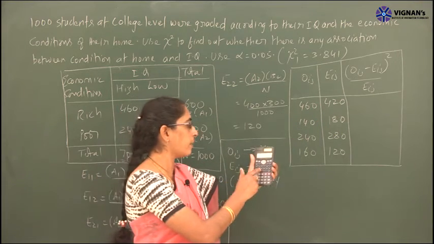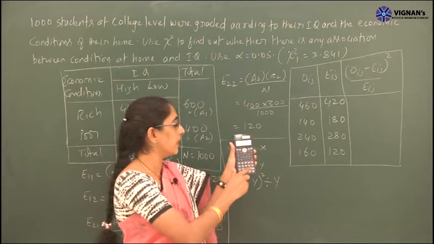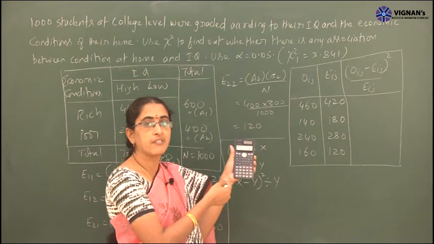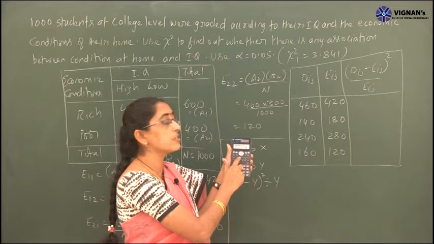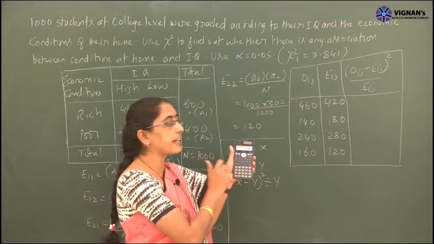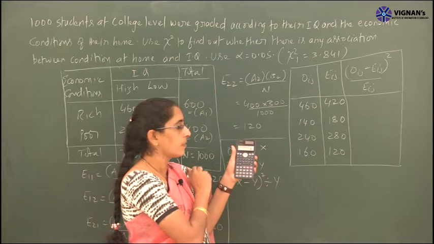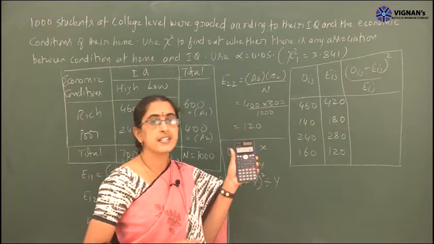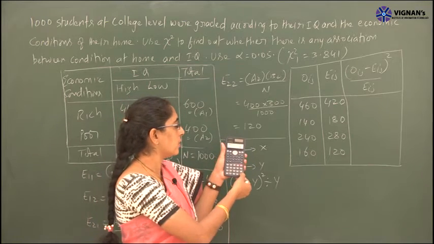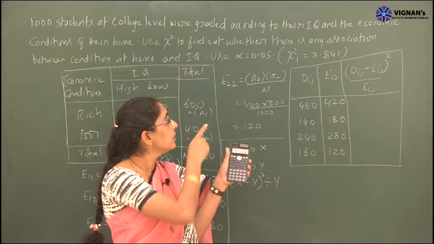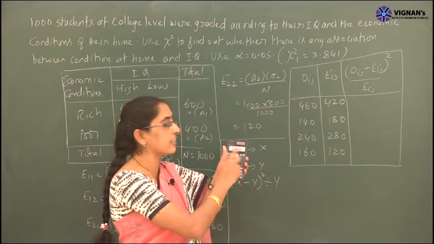So here, open the bracket. For x, we have to use alpha closed bracket. Then minus symbol. For y, we have to use alpha comma key. Then close the bracket, press the square symbol, divided by again alpha comma key for y. Now press calc, it is asking x value, give the value 460, press equal to, it is asking y value, give the value 420, press equal to, you are getting the answer.